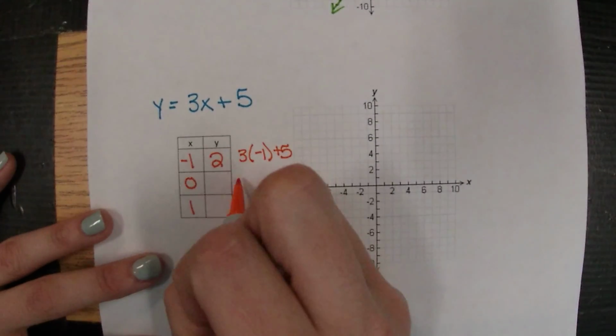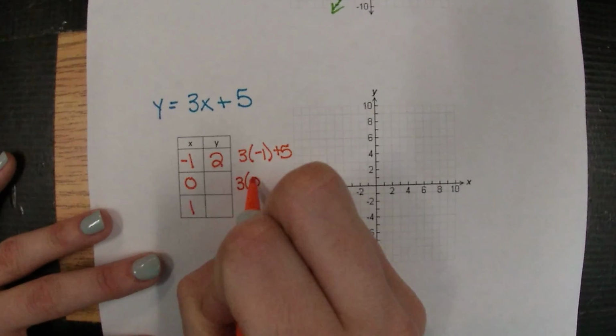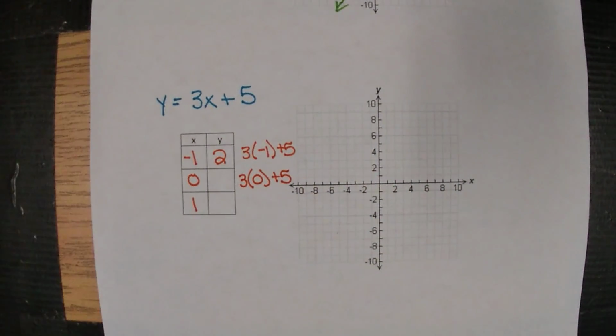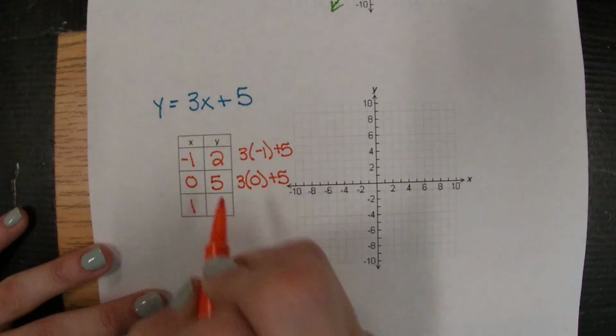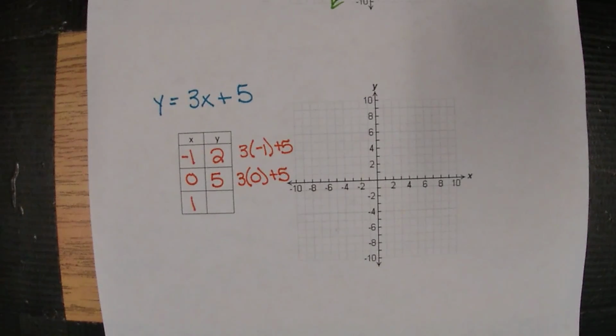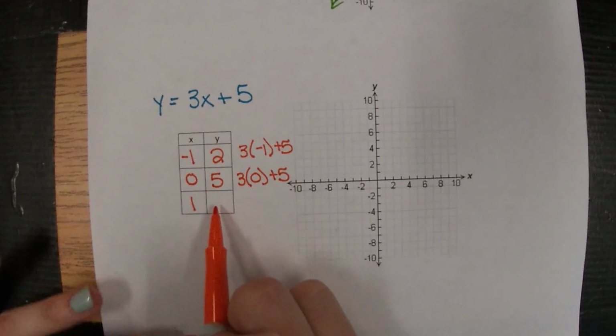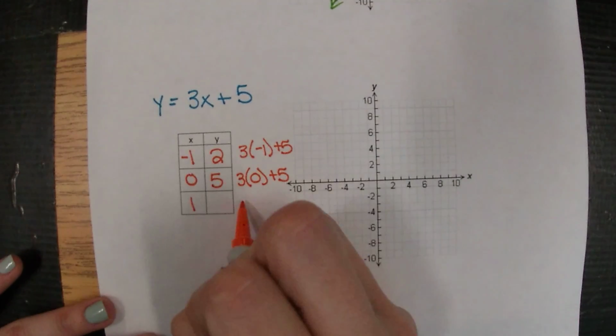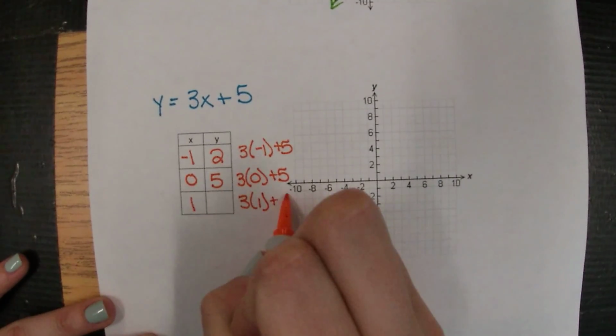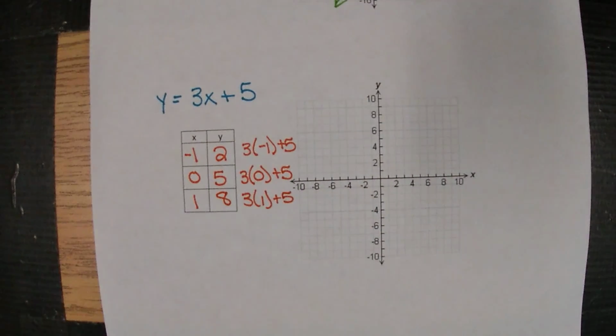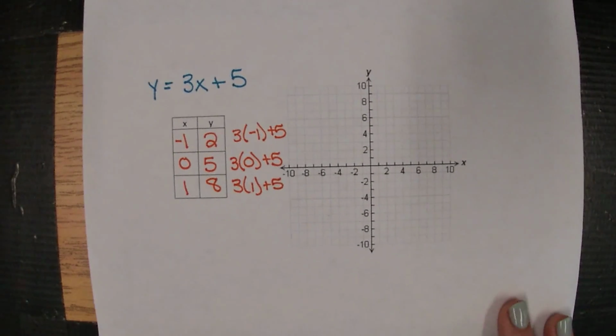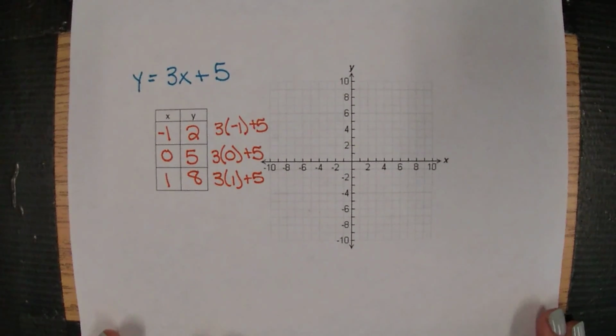Okay, now we're going to plug in 0. Okay, this one gives us an output value of 5. Okay, what's going to be our output value for 1? We should have done 3 times 1 plus 5, which gives us 8. We have 3 points. These will all fit on our 10 by 10 coordinate plane, and there are no fractions. So now we can plot these ordered pairs.